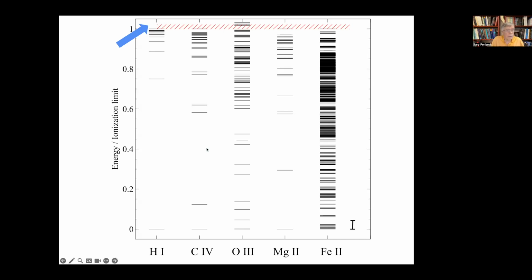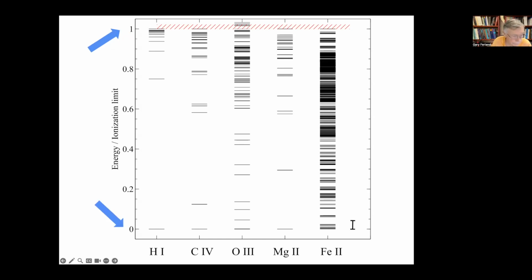This plot is calibrated so that all these different elements have the same relative ionization potential. The ionization potential is the energy required to take an electron that's bound to the ion and remove it, take it off to infinity. They all have different ionization potentials, but we've normalized it so that the top is 1 so we can compare them. This red band at the top is not a bound level. Those are called continuum electrons. So an electron can be in one of these bound levels, or it can be up in the continuum, just floating around in the gas.